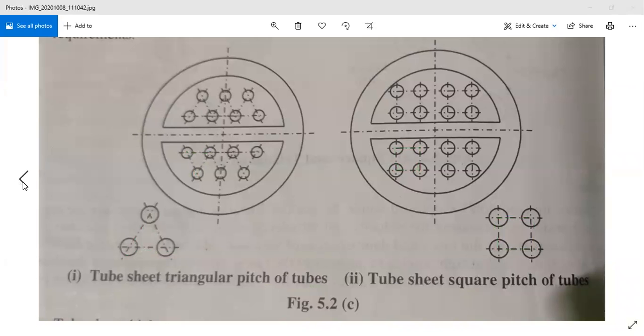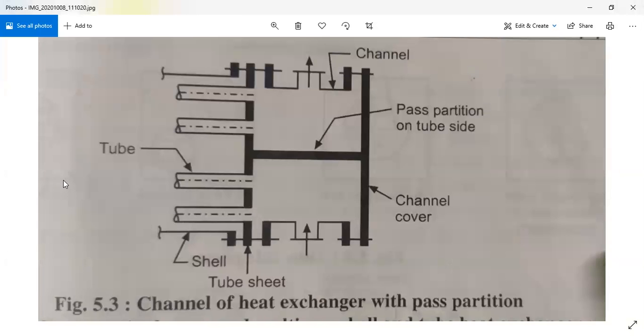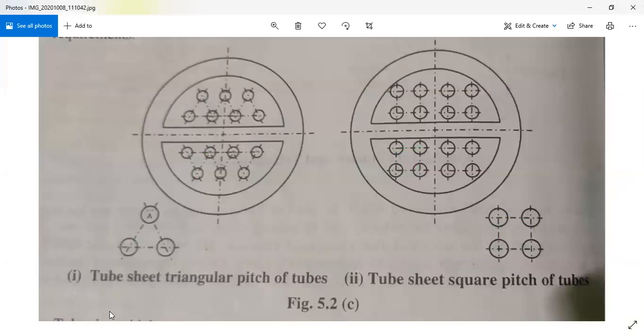Now there is another definition that is called clearance. If you observe the distance between the two adjacent tubes, then it is called clearance. In the pitch, we have to measure the center to center distance of the adjacent tubes. But when we are talking about the clearance, clearance means the space between the two adjacent tubes.